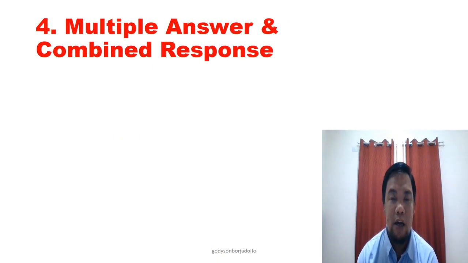The multiple answer and combined response. To this type of question, the examinee needs critical thinking skills and recollection of previous knowledge. In the multiple answer, there are two or more correct answers and the examinee must select all of the correct choices.